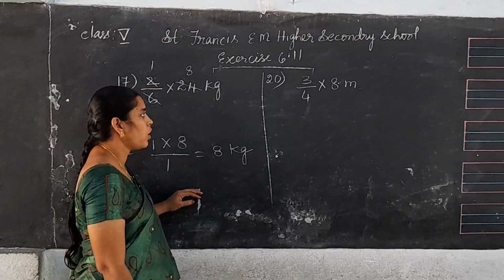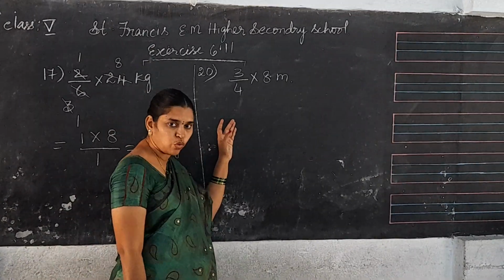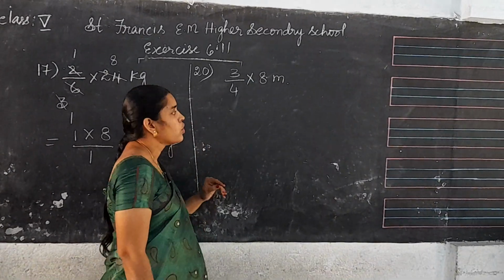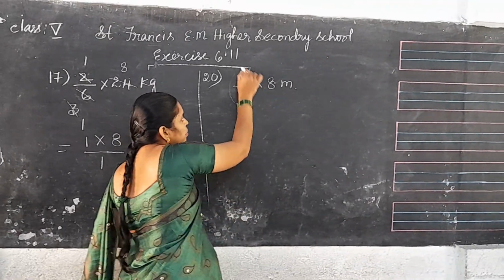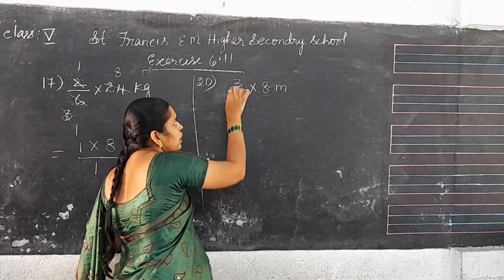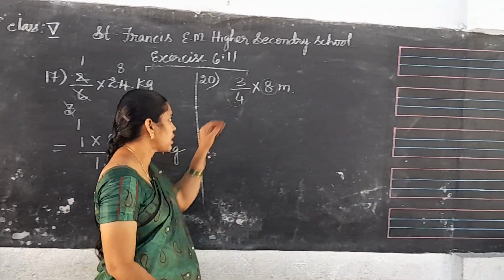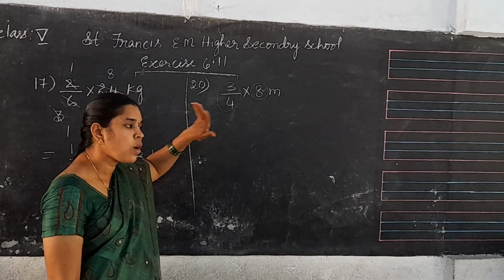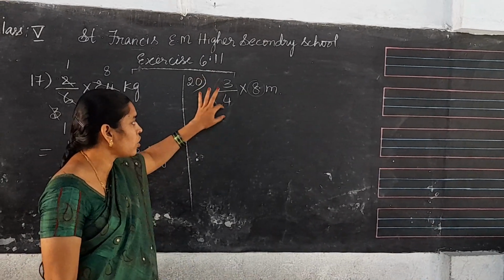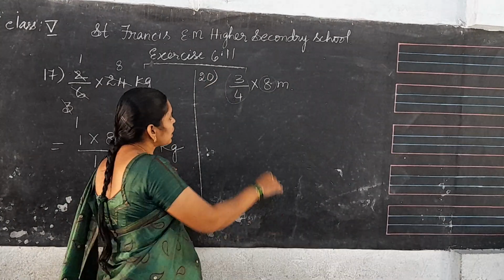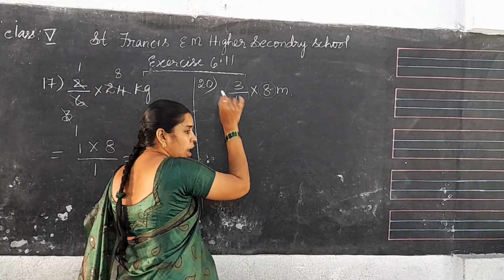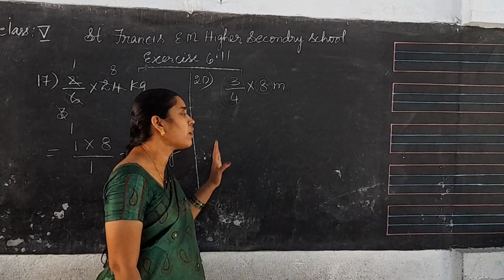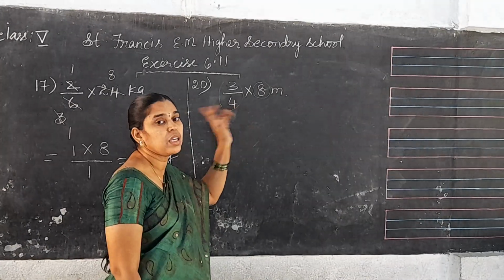Okay? Now I am going to explain 20th one. 3 by 4 into 8 meters. So here first this is a fraction number and this is a whole number. Right? In these two fractions, numerator and denominator, what is the common factor? 1 is the common factor. So no need to cancel. Now this whole number and this denominator, always compare with the denominators only. Numerator you should compare by denominator.